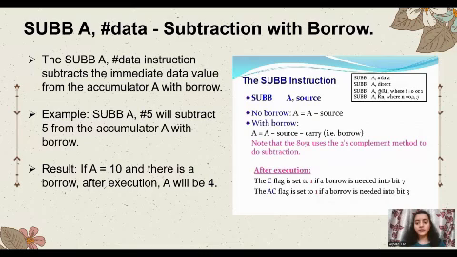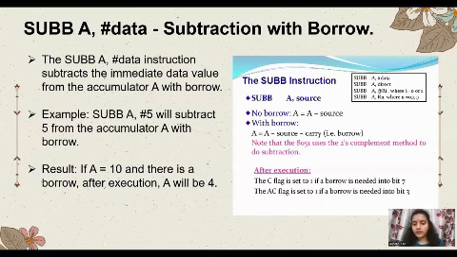As we can see here, there are a few examples like SUBB A, #data, SUBB A, direct, SUBB A, @Ri where i is equal to 0 or 1. If there is no borrow, then A equals A minus the source, directly. If there is a borrow, then the accumulator value becomes A minus source minus carry. That is nothing but the borrow.